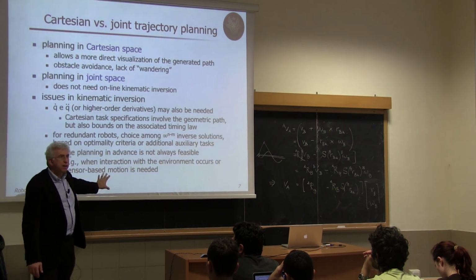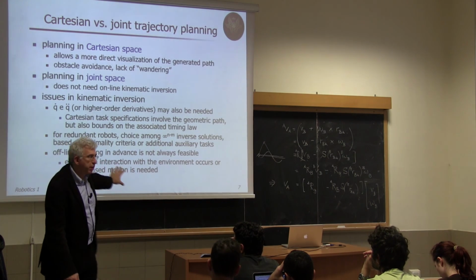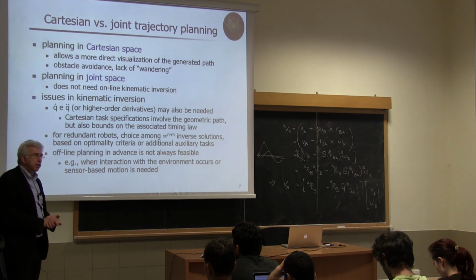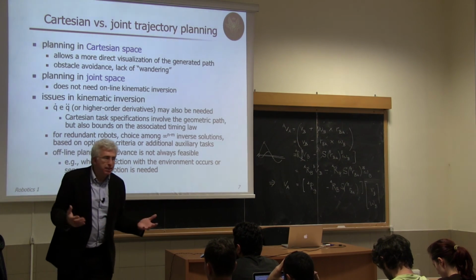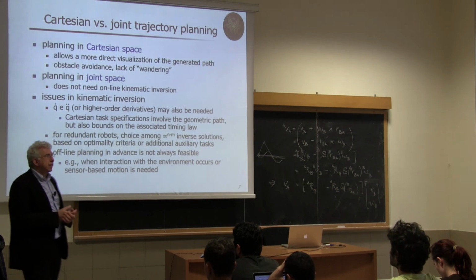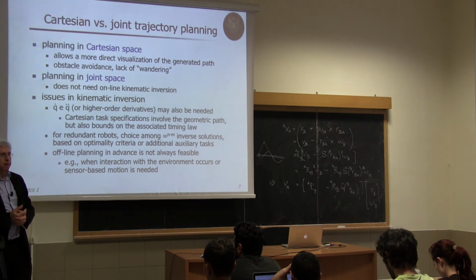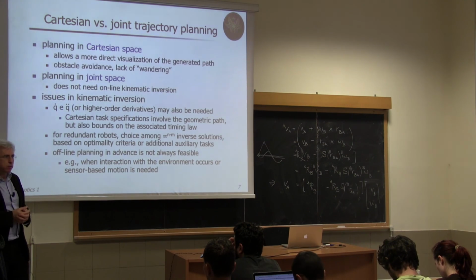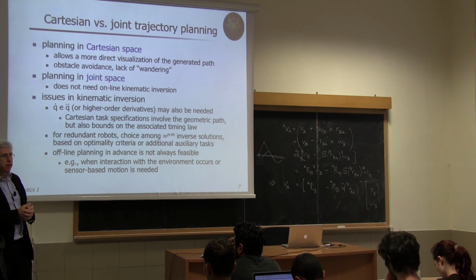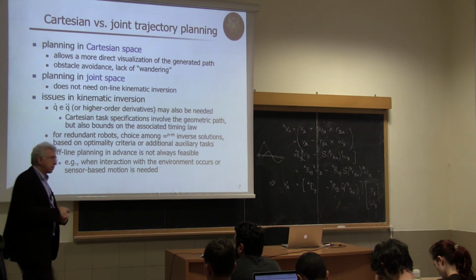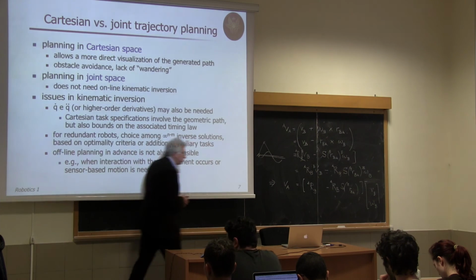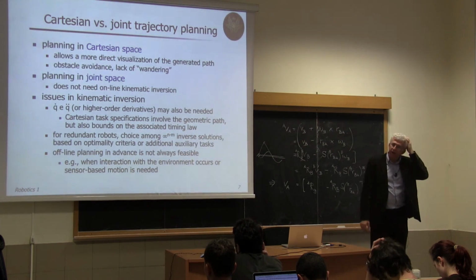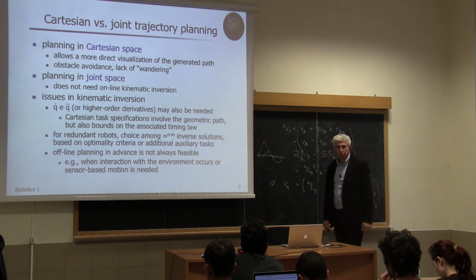And finally, even if I would prefer to do the inversion offline and so to work with joint trajectories, sometimes the task itself needs some sensor-based correction in real time, so that I cannot define offline the whole trajectory, and I cannot even define offline a trajectory in the joint space, nor in the Cartesian space. So I need to be sensor-driven. So I need only to specify increments depending on what my sensors are telling me to do.